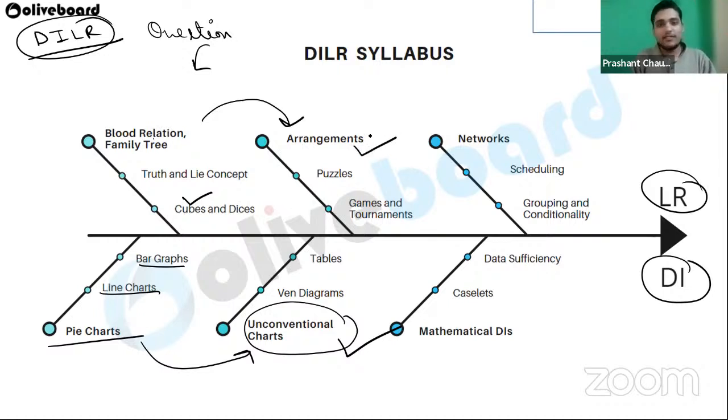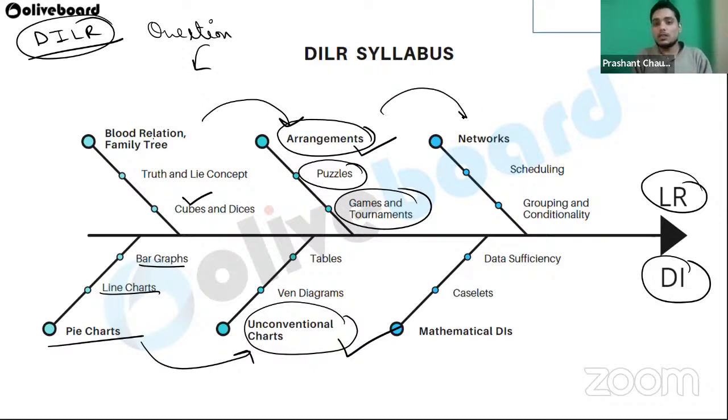Arrangements, again, a very crucial topic. Arrangement is a really crucial topic. Puzzles and games in pyramid. These all three topics are really crucial. As you move along the line, the importance of topics is increasing. And as you finish this second term, we will get on to third.